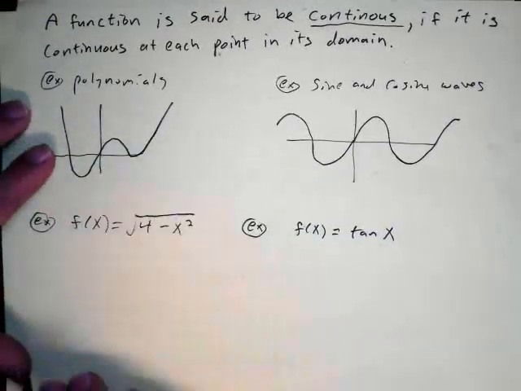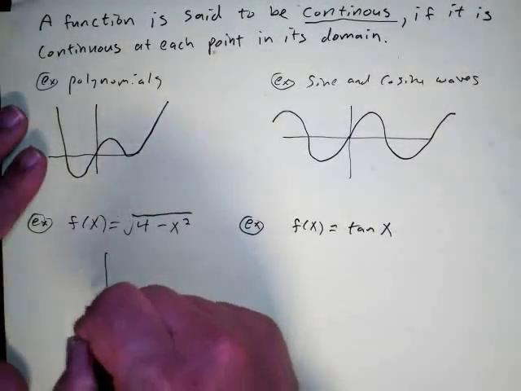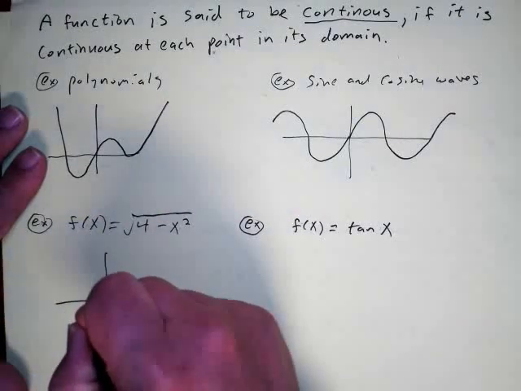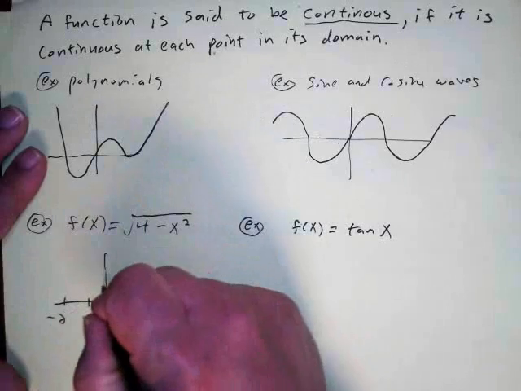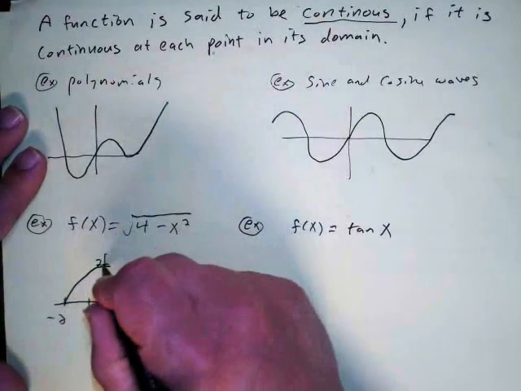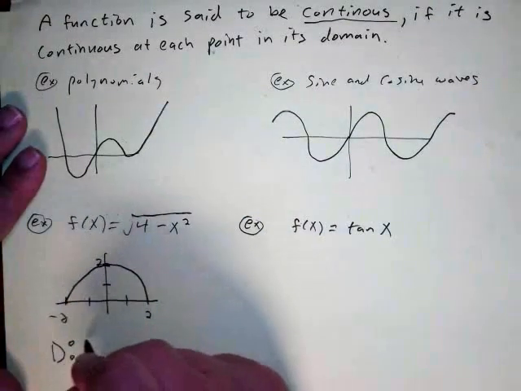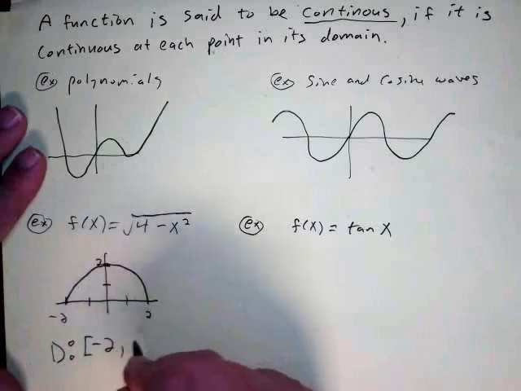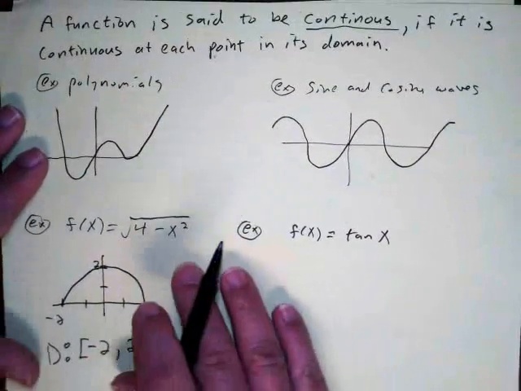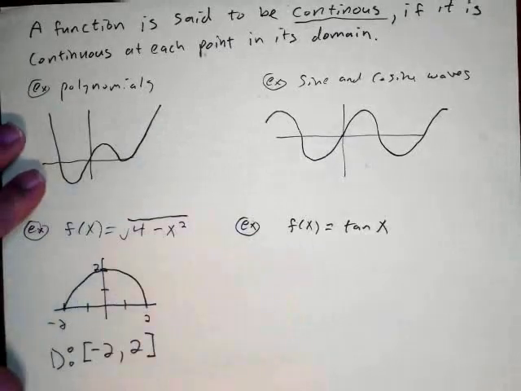So this here is actually the formula for a semicircle with a radius of 2. So it would go up, come up here. Okay, and its domain is actually -2 to 2. Okay, so now the question is, is this function continuous? Is it continuous at every point in its domain?